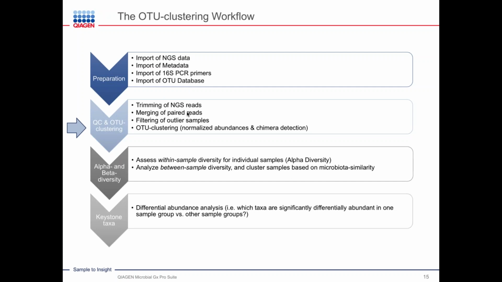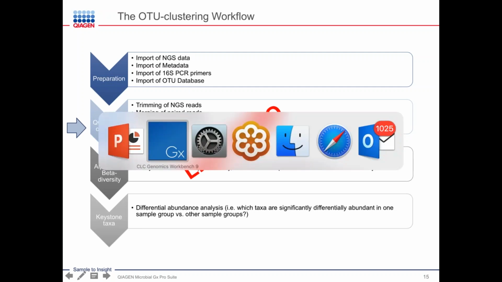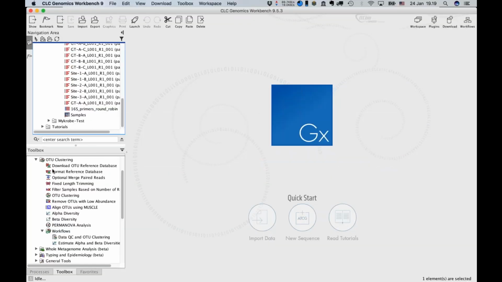Next, the sample is analyzed for the distribution of reads in a given sample, and outliers can be filtered out. And lastly, we use OTU clustering to produce normalized abundances and detect and filter chimeras. And I'll show you how that can be done.